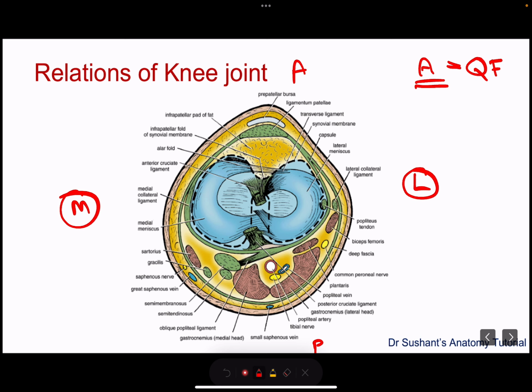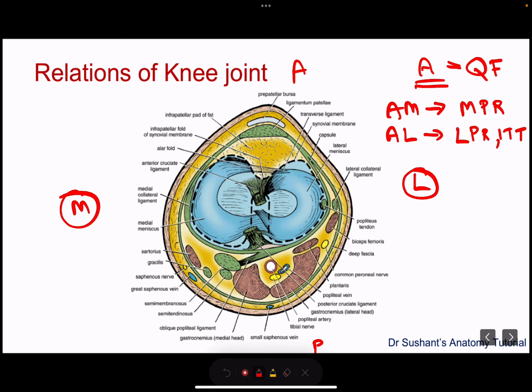Now anteromedially, the relation is formed by the medial patellar retinaculum. That is nothing but a thickening of the capsule. Now anterolaterally, the relations are formed by the lateral patellar retinaculum and the iliotibial tract.